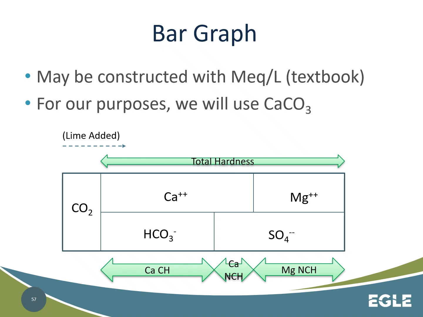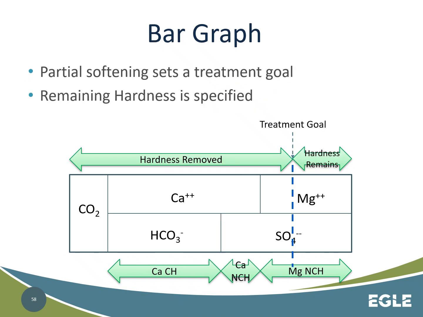Then we can use this chart to determine how much lime and soda ash are needed to reach a certain treatment goal with a given raw water quality. Oftentimes, we don't remove all of the hardness in the water. Usually the problem statement will tell you the treatment goal, or how much hardness to leave in the water. On this slide, start on the left, we want to remove all of the CO2, all of the calcium carbonate hardness, all of the calcium non-carbonate hardness, and some of the magnesium non-carbonate hardness.